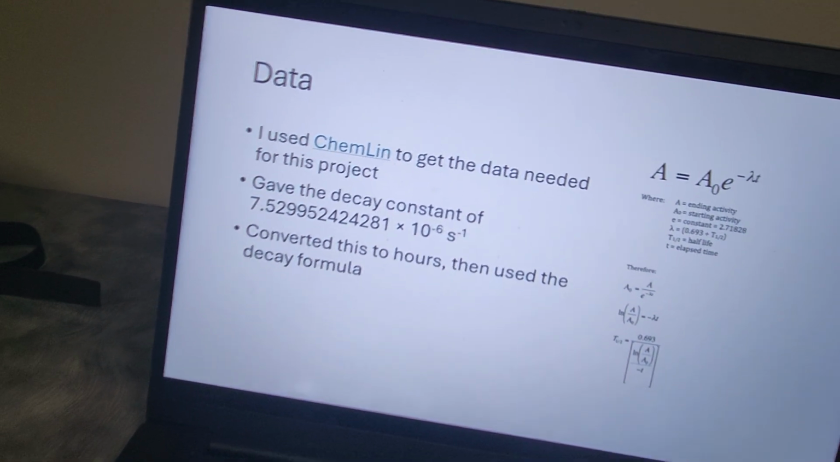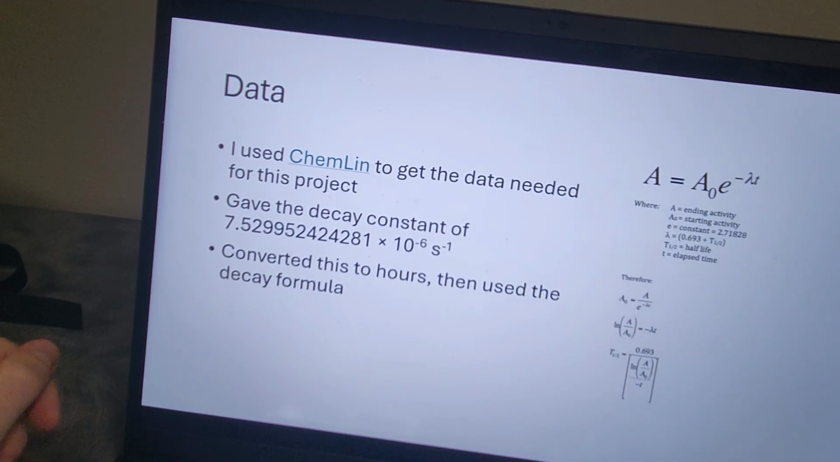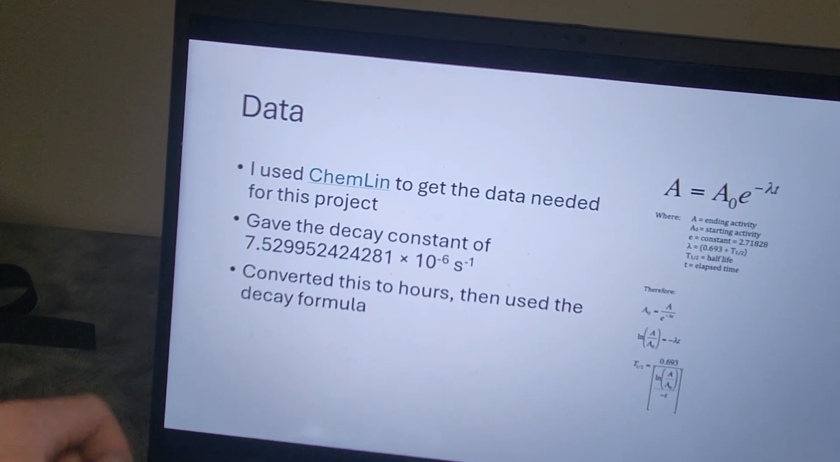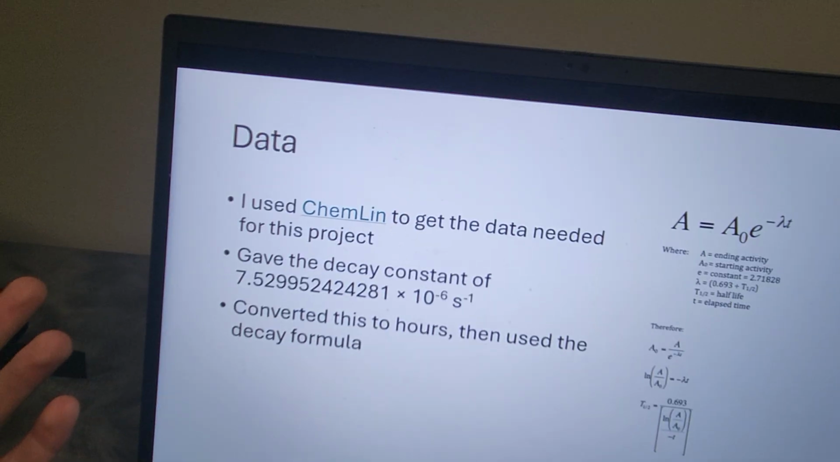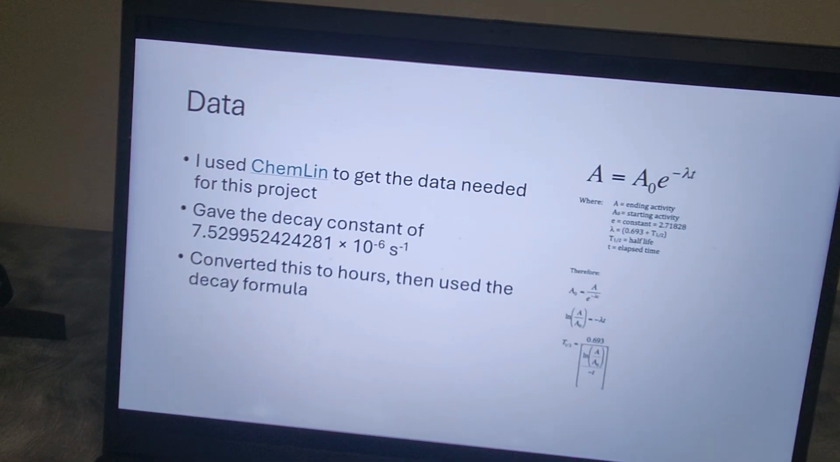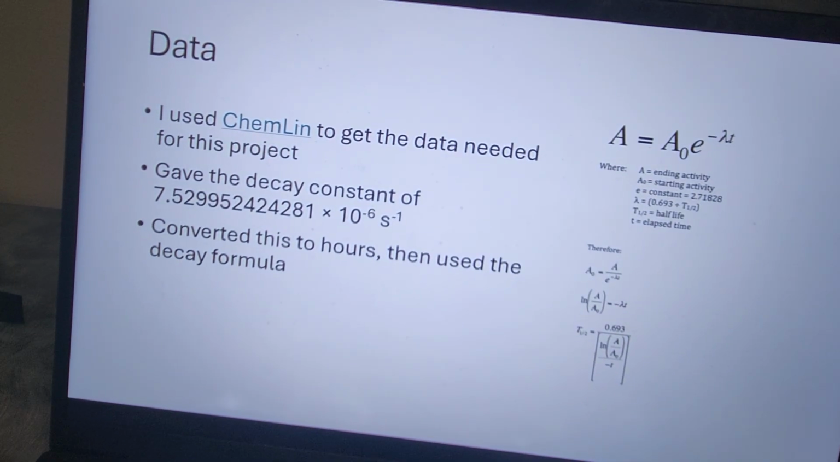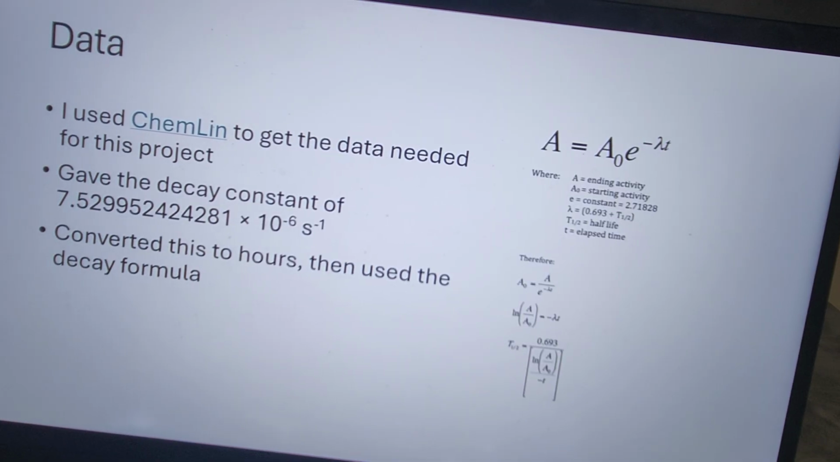For the data, I used Chemlin. It's a website where I got all the data for this project. Basically the only data that I needed was the decay constant. Sadly, they had the decay constant in seconds, but it wasn't too hard to convert it to hours. Doing that, I used a decay formula that you saw earlier. And here's just an example of the decay formula. And that's it.